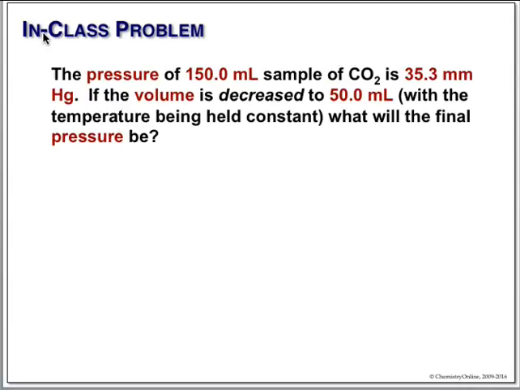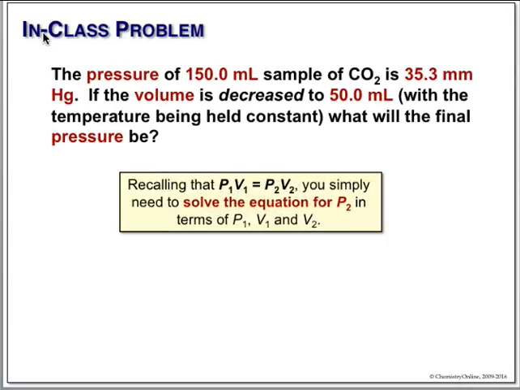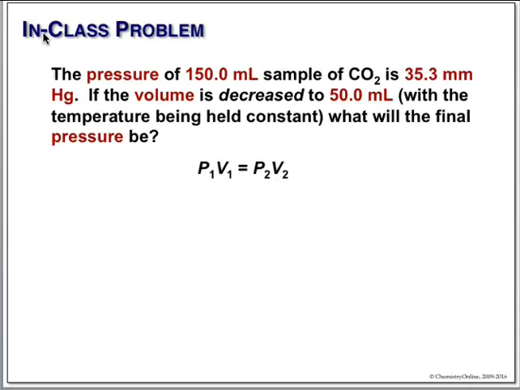We do the same format with this one. It's different numbers, we follow the same format. Just different numbers, except here we're solving for P2. So it's P1, V1, P2, V2. That's our expression. And we're simply going to solve for P2. To get P2, we have to divide by V2 on both sides.